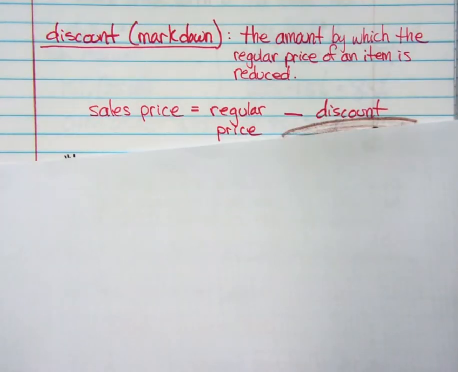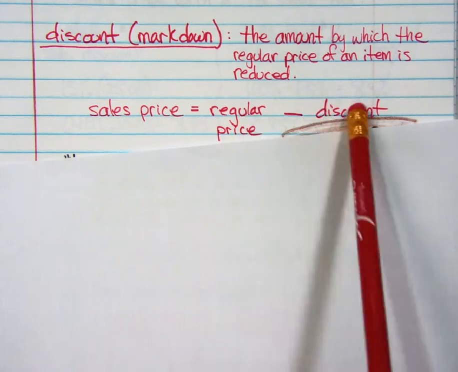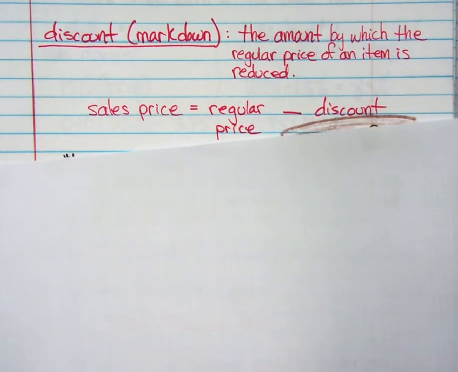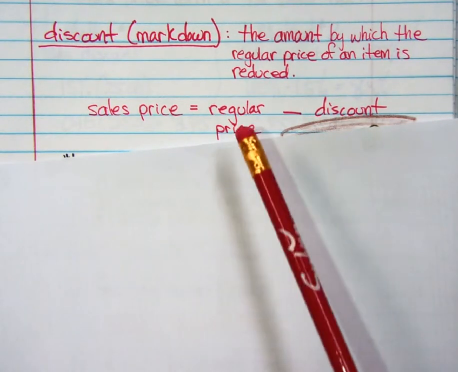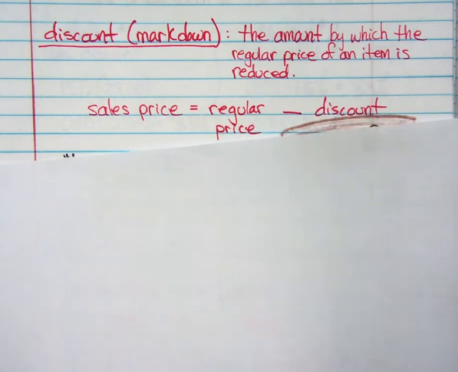You can think of that as the sales price is the regular price minus the discount. So when you go to the store and there's a discount, that's what they're saying. They're going to take some money off of what you normally would pay for something.